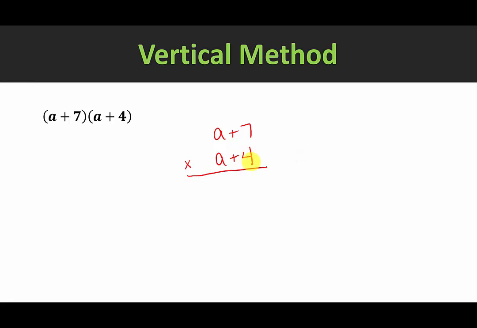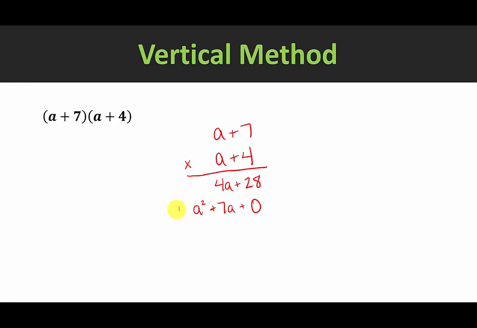Take this first term, 4, and multiply it by each term on the top. So 4 times 7 is 28. And then 4 times a is 4a. And that's plus in the middle. Now we're on to the second term. So we're moving over a column, so put your 0 down. Now take this term and multiply it by each one on the top. A times 7 is 7a, and it's positive. A times a is a squared.